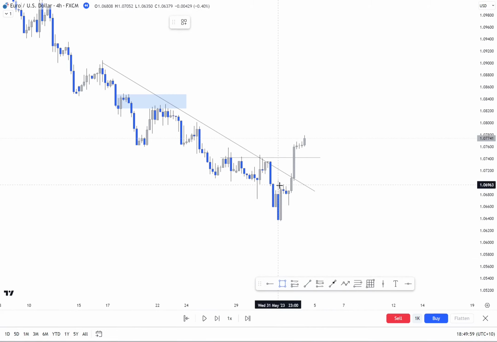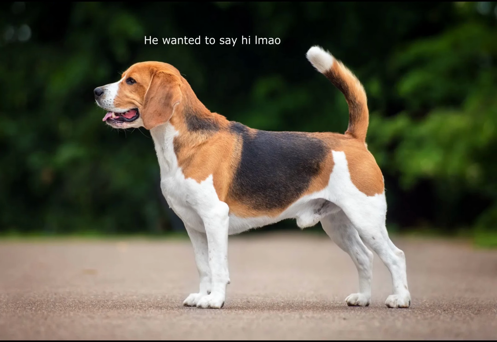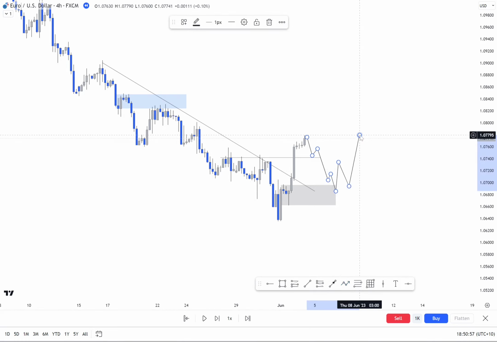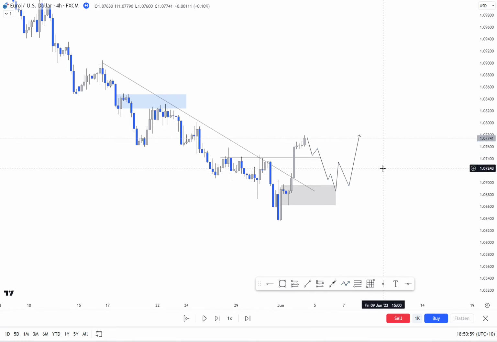Let me draw that in right now. So essentially, I was just going to wait for price to come into this zone, creating lower lows and lower highs. And I was going to wait for a change of character on price here before carrying the momentum towards the upside. That was my initial plan from this demand zone.